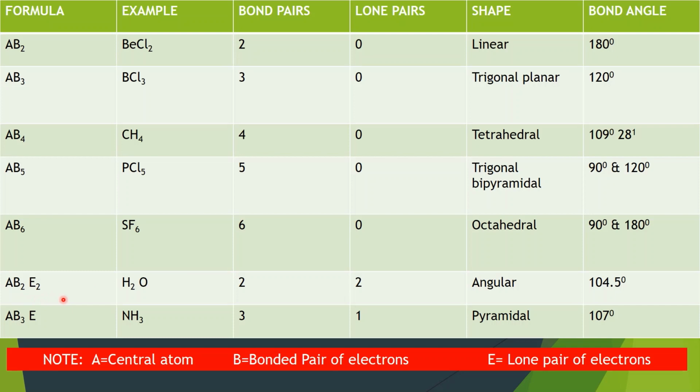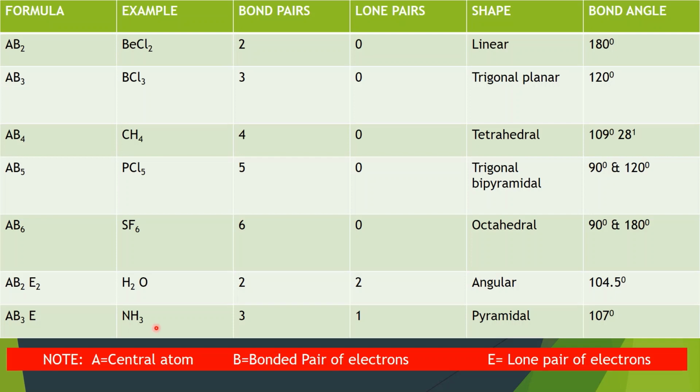So here AB2E2, that means 2 bonded pairs. E means lone pair of electrons, so we denote lone pair of electrons with E. So AB2E2, around the central atom there are 2 bonded pairs and 2 lone pairs. Therefore the example for this model is H2O, 2 bonded pairs and 2 lone pairs. The shape of the molecule is angular and the bond angle is 104.5 degrees, or we can say 104 degrees 5 minutes.